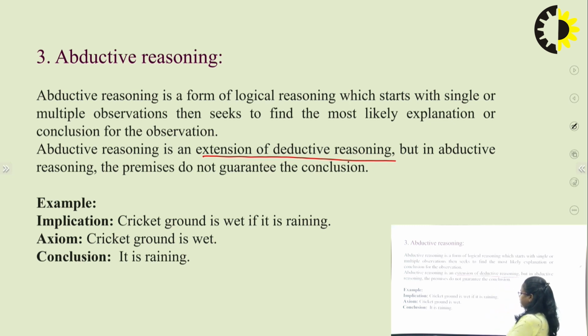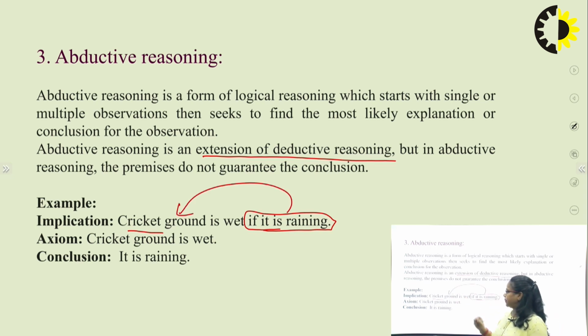When I am talking about the example, in the case of deductive reasoning, if I say an implication is given, the cricket ground is wet if it is raining. Right? If it is raining, then we can say the cricket ground is wet. And on the basis of this implication, we know the axiom and think that the cricket ground is wet. Right? So, if it is given already that the cricket ground is wet, on the basis of that, we have come to a conclusion that maybe it was raining or it is raining.